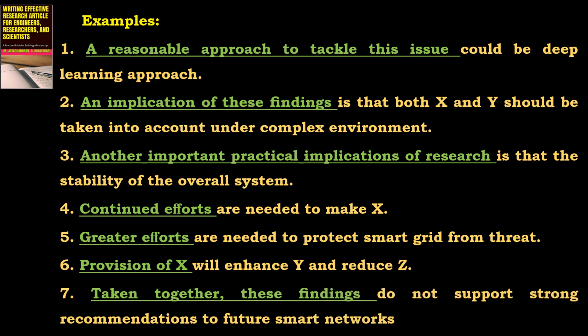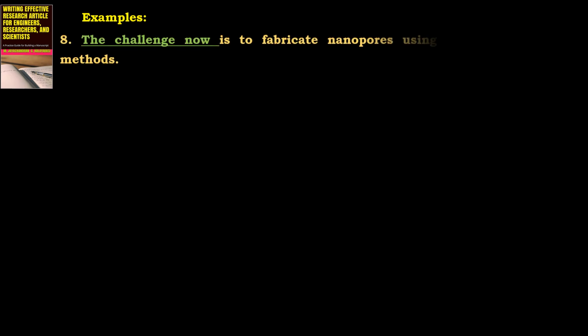4. Continued efforts are needed to make X. 5. Greater efforts are needed to protect the smart grid from threat. 6. Provision of X will enhance Y and reduce Z. 7. Taken together, these findings do not support strong recommendations for future smart networks. 8. The challenge now is to fabricate nanopores using different fabrication methods.